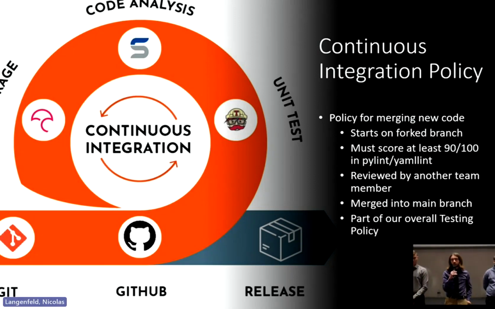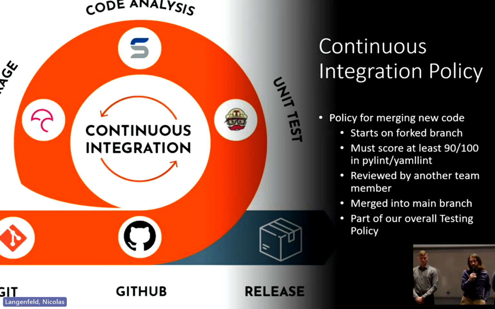Another big element of our project plan was the continuous integration policy. Essentially, we wanted to make sure that what we were doing on this project was up to a certain standard, that what we're putting out onto the world in terms of our GitHub page is up to what we want to be putting out there.